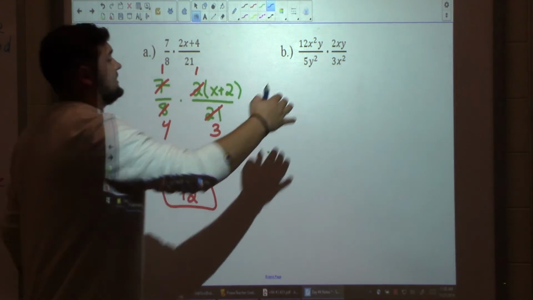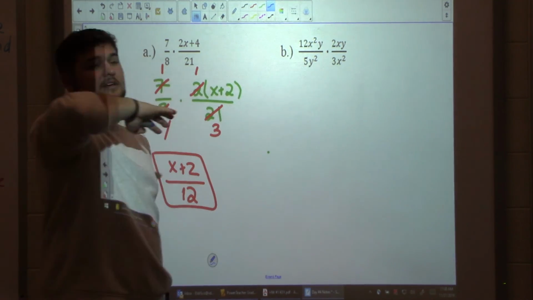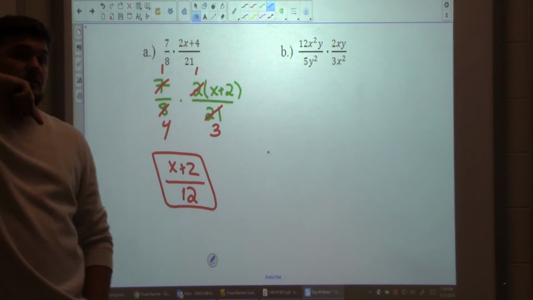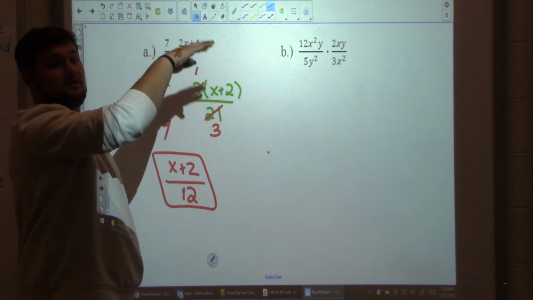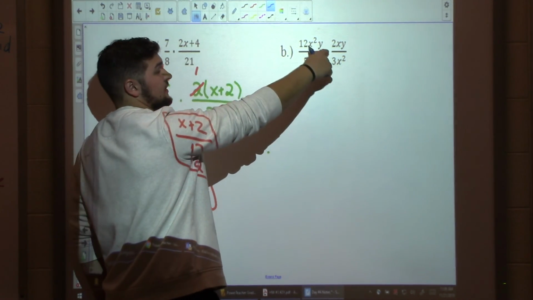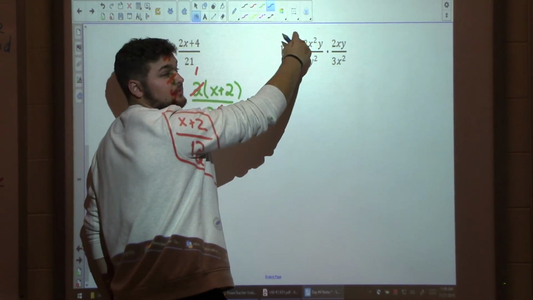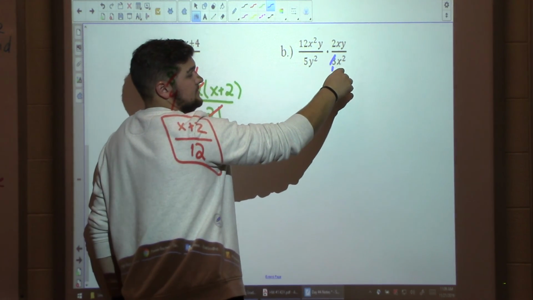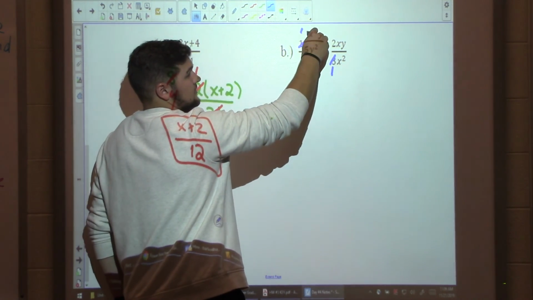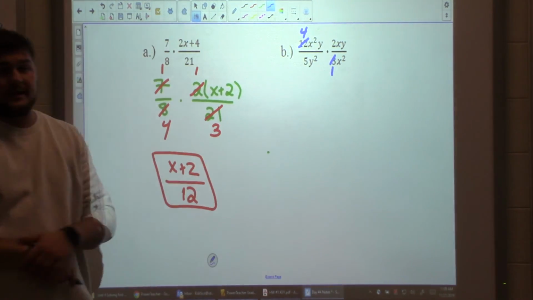Do I have a number on top and on bottom that I can take something out of? Just the numbers right now. 12 and 3. I can take a 3 out of both. That 3 becomes a 1. 12 becomes a 4. Okay, good start.